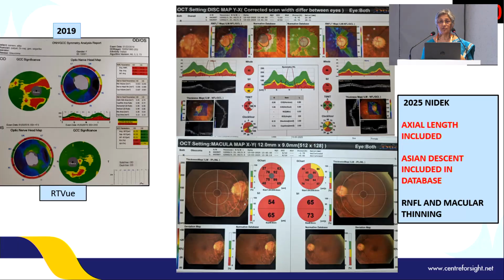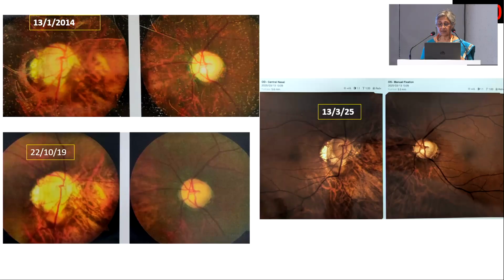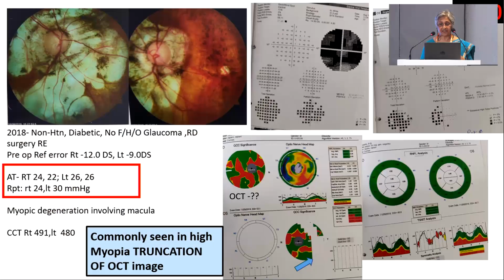But now we come down to the NIDEC. The NIDEC gives us, this is a special thing, the axial length, and Asian descent is included. Remember, we cannot have Caucasian data, we can't compare oranges and apples. So this Asian descent was included, and we find that there was both RNFL as well as macular thinning. And these are her fundus pictures.